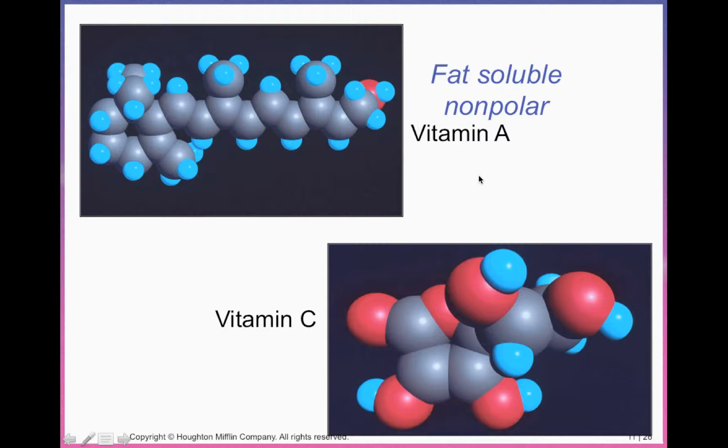And then down here we have vitamin C, where all those oxygen atoms are bound to have a polar molecule, and vitamin C is water soluble. So because vitamin C is water soluble, you keep excreting it, and you have to keep taking it all the time. Vitamin A, on the other hand, if you take that in, it'll dissolve in the fat in your body. Then when that fat breaks down, it releases vitamin A.